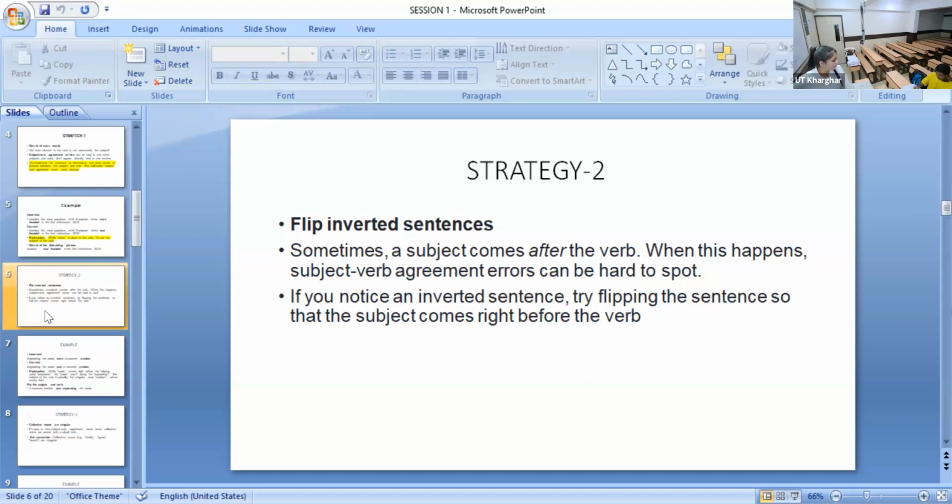This will be useful when you are going for your exam. Just glance through and go, because you won't have much time. Go through everything. Thanks. Sorry, flip inverted sentences. Flip inverted sentences.